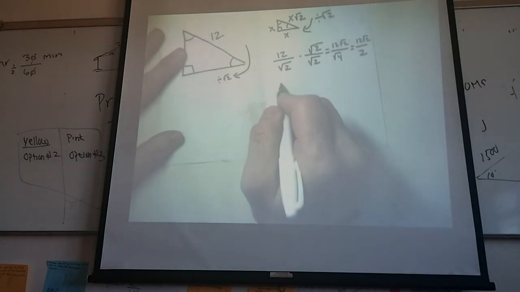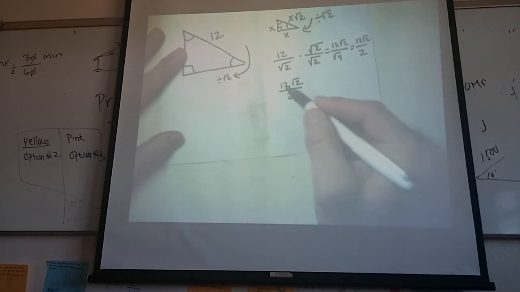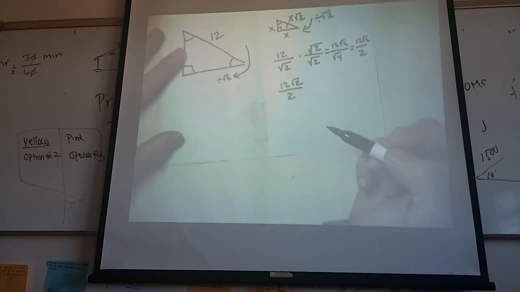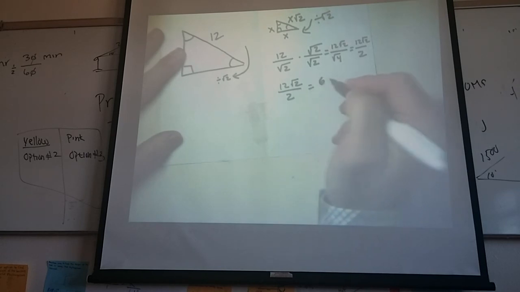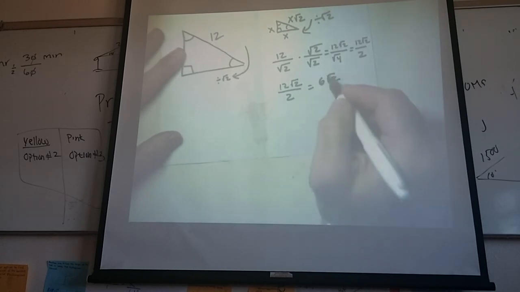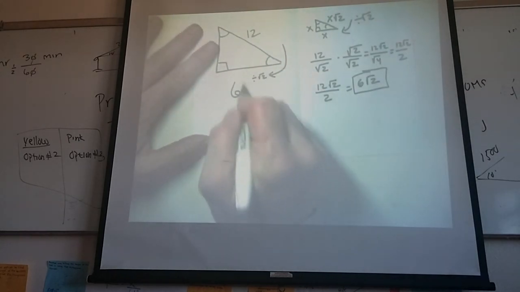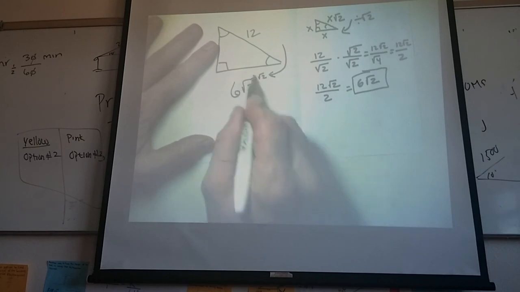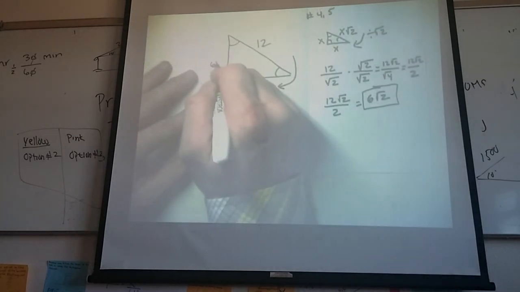We're almost done. I have 12 square root of 2 over 2. The 2 and the 12 can be simplified. So 12 divided by 2 is 6 square root of 2. This here is 6 square root of 2. And then this one on this side will also be the same, 6 square root of 2.